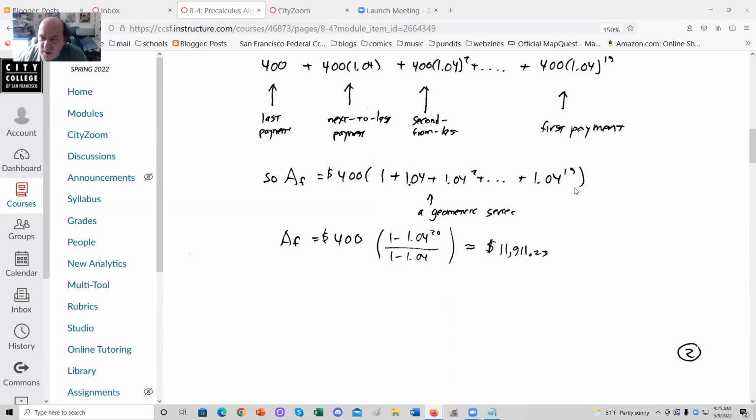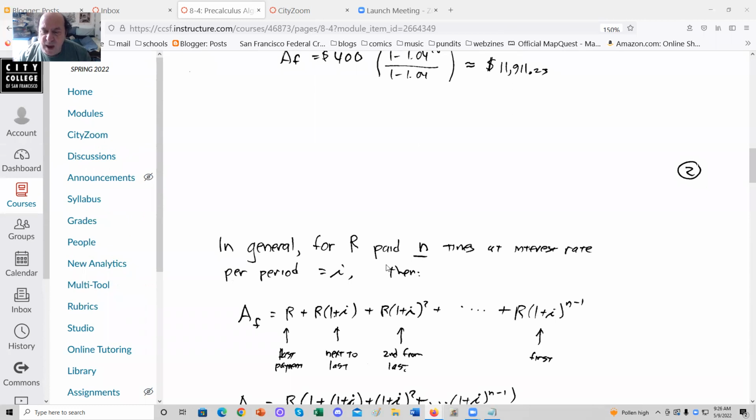This geometric series would be 1 minus 1.04 to the 20th power, over 1 minus 1.04. And after a bit of calculation, it's $11,911.23. Let's see, 400 times 20 periods would be about 8,000. So this 11,911 is about $3,911 more than just the accumulation of your deposits. It's due to compound interest. So here, compound interest is your friend.